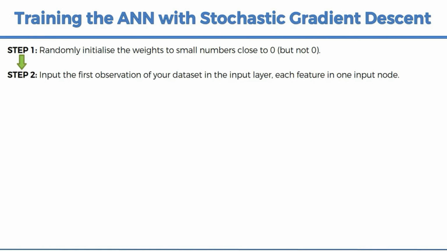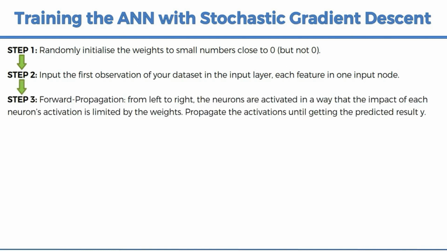Step two, input the first observation of your data set, so the first row, into the input layer. Each feature is one input node. So basically take the columns and put them into the input nodes. Step three, forward propagation.